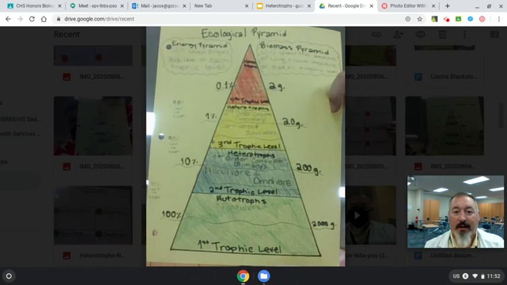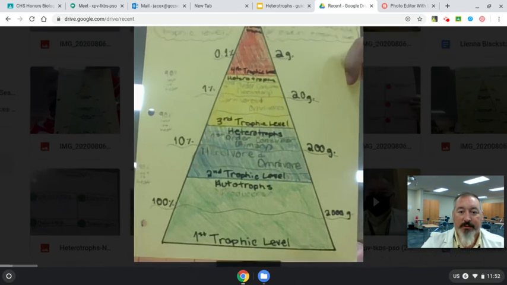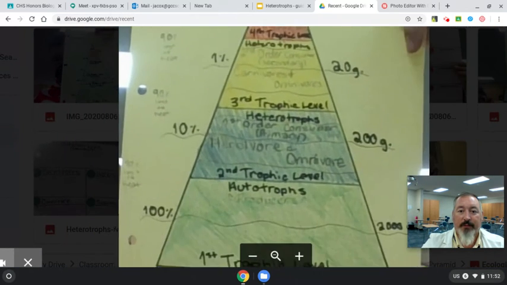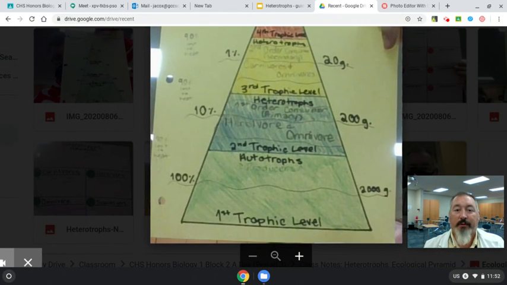All right. On the third tier, we have the third trophic level. The third trophic level will also be heterotrophs. I'm trying to zoom up a little bit for you. The heterotrophs that are going to eat heterotrophs would not include herbivores. Instead, it's going to include omnivores and carnivores. So you're putting carnivore and omnivore there. And also you're going to write second order consumer or secondary consumer.